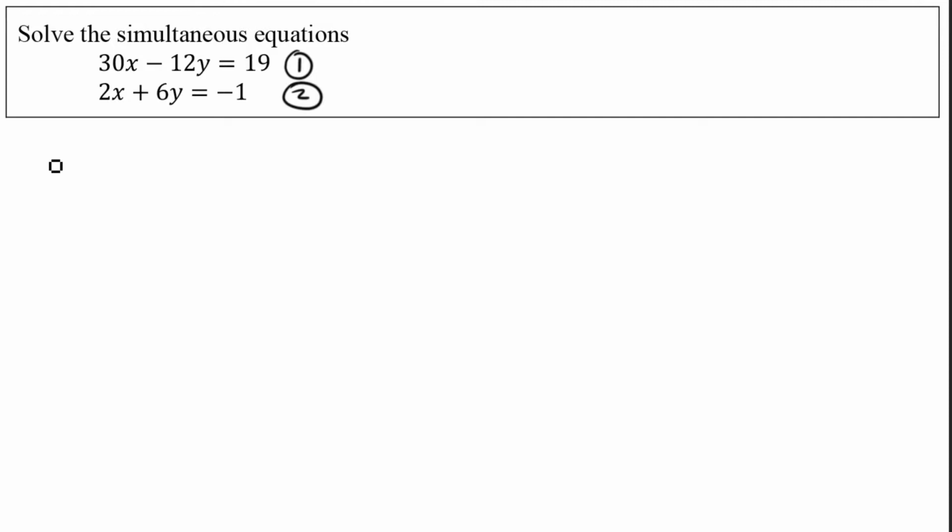If we are to do this by substitution, we have to take one of those equations and rearrange it to make it x or y equals. Let's take equation 2 because that's going to be substantially simpler. And why don't we rearrange for x this time? We'll have that 2x is negative 6y, subtract 1, and therefore x itself is negative 3y, subtract 1/2.